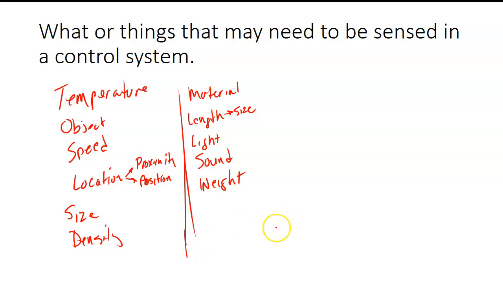What about sensing maybe water or gas? That would probably be material, but yeah, we could sense the type of material or object it is. It could be gases, but that's good. Any more?